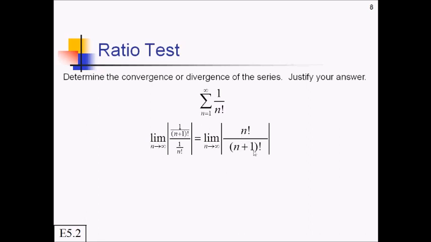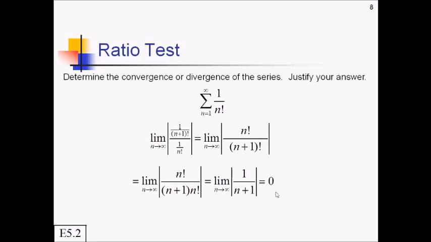Now the key with these factorials is realizing that n plus 1 factorial is really just n plus 1 times n factorial, which means these n factorials here can cancel, leaving us with just 1 over n plus 1, limit as n approaches infinity. What is this limit going to be? Well, this is a constant over something that's not constant, so this is a bottom-heavy function, which goes to 0. The important thing here is that 0 is less than 1. So this tells us that our series is going to converge by the ratio test.